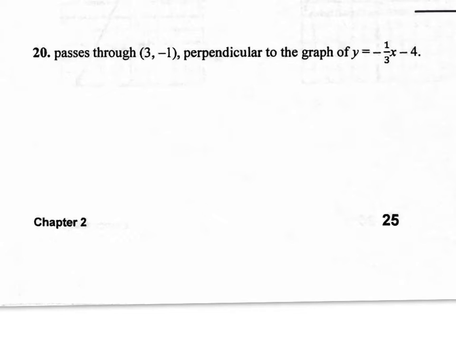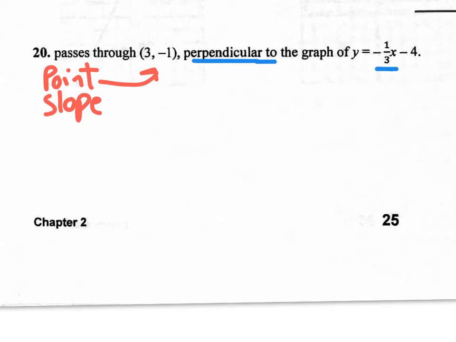Number 20 to finish it up here. What do they give us? They give us a point, and they also give us a slope indirectly. So obviously, the point is right here: the x value 3, the y value negative 1. And the slope that they give us is actually perpendicular to this slope that you see here. So what would the perpendicular slope of negative 1/3 actually be? 3. So let's write that down on the side. M, we know that our m is 3.